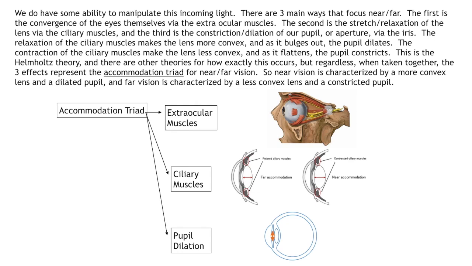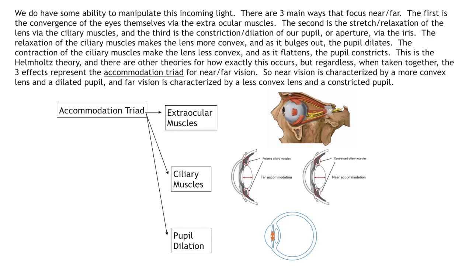We do have some ability to manipulate this incoming light, so it's not just a pure lens system. There are 3 main ways that we focus near and far. The first is the convergence of the eyes themselves via the extraocular muscles. The second is the stretch and relaxation of the lens via the ciliary muscles. And the third is the constriction and dilation of our pupil or aperture via the iris.